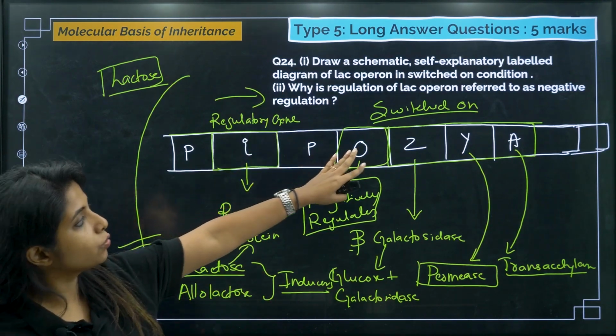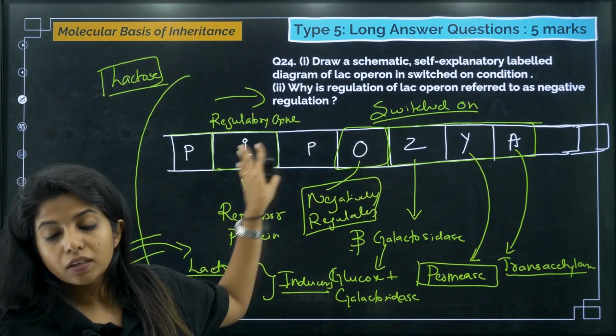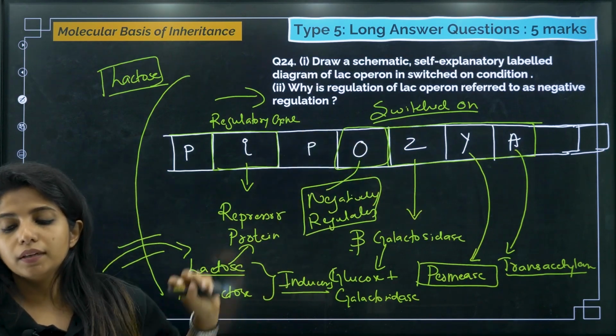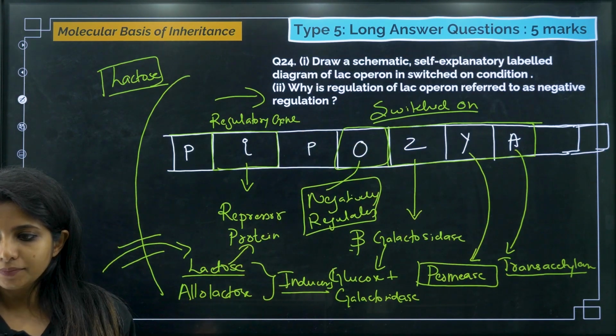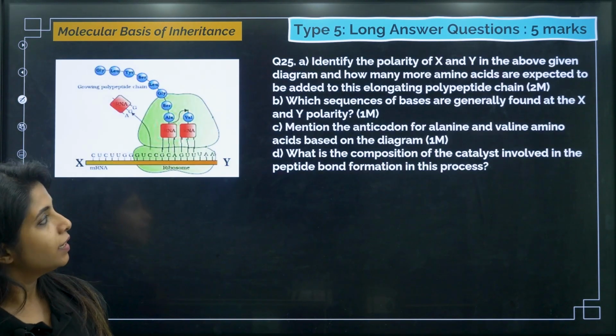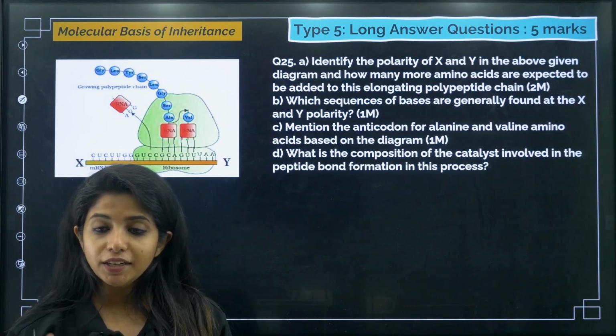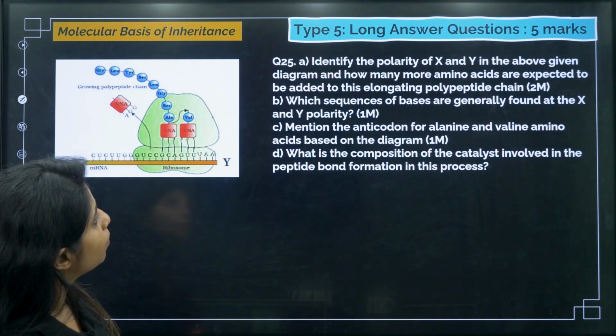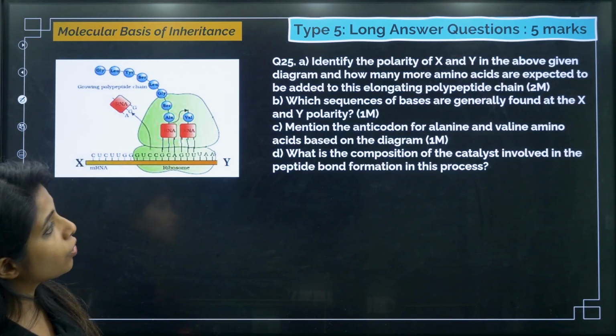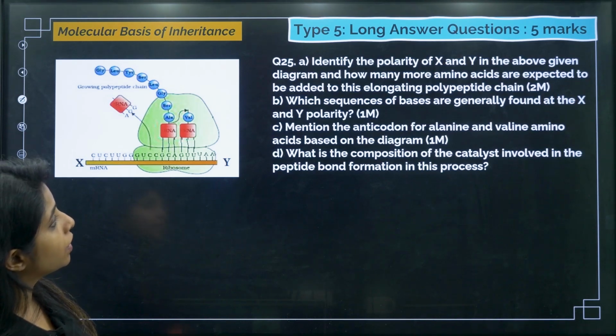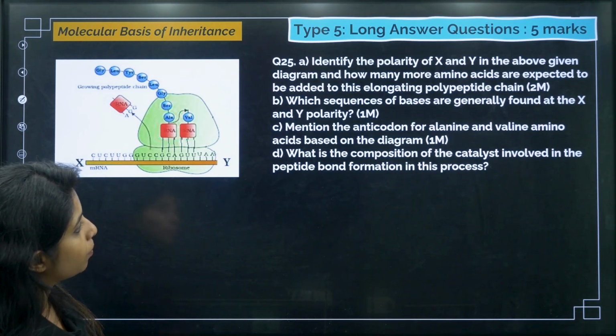So in the open condition, you don't have to put any repressor protein over here, just like how I made it earlier. Cool? Works? Can we go ahead? 25th question, the last question. Identify the polarity of X and Y in the above given diagram, and how many more amino acids are expected to be added to this elongated polypeptide chain.